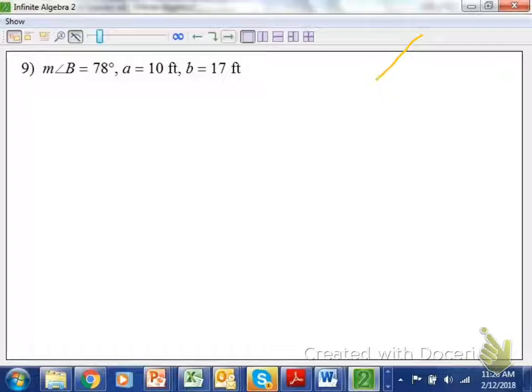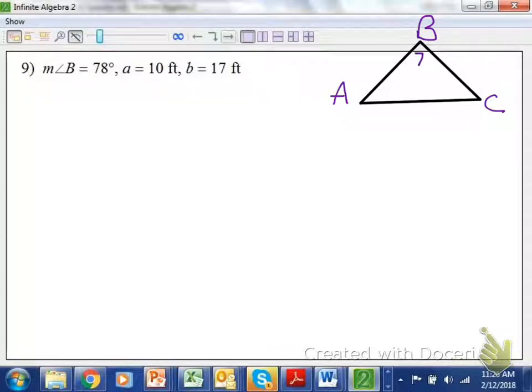Draw a triangle, label it with the given information. A, B, C. Angle B is 78. Little b, 17. Little a is 10. And this is side-side-angle. Make yourself a note. Whenever you have side-side-angle, you want to know it. Side-side-angle means we're dealing with the special case. The ambiguous case. Okay? Which piece are we forced to find?